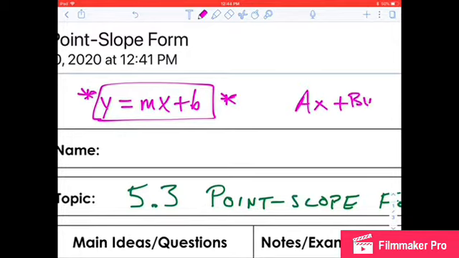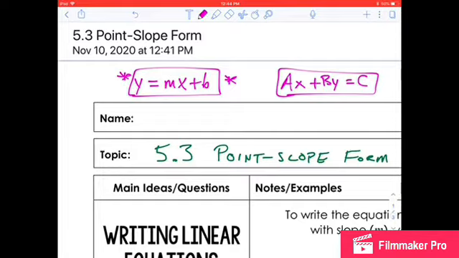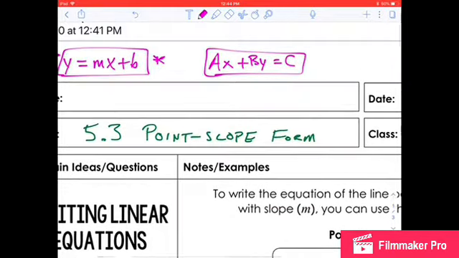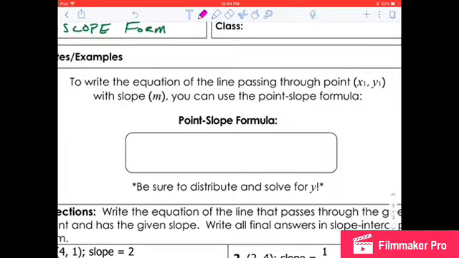And then the other one was standard form, ax plus by equals c. So we're going to be using y equals mx plus b basically all the time. But this one is called point-slope form. It's called point-slope because you have two things given to you to make this, a point and a slope.